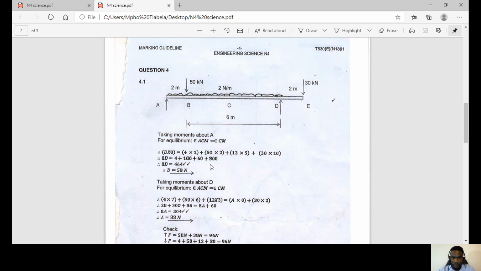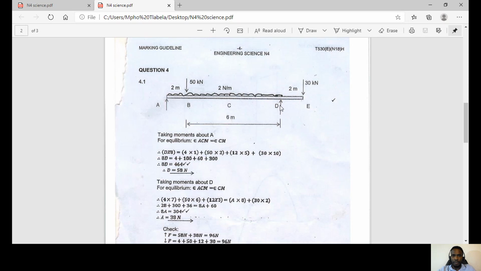Then you can have 64 plus 300. It's going to be 364. You add 100. It's going to be 464. You divide by 8. You're going to get 58. So you can work it out that way, or you can work it in portions. It's up to you the way you prefer to work out that one, but it's exactly the same.